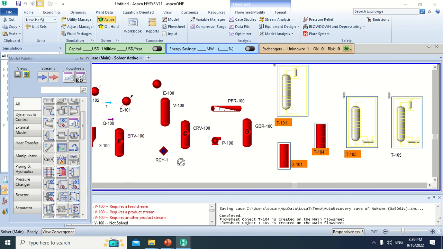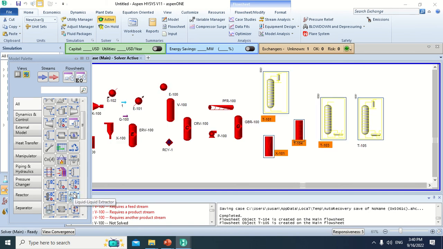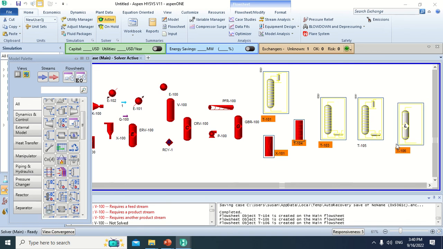Liquid extractor. Yes. This tower gives the designer the ability to perform extraction separation based on the injection of a solvent into two substances that cannot be separated based on boiling point difference.